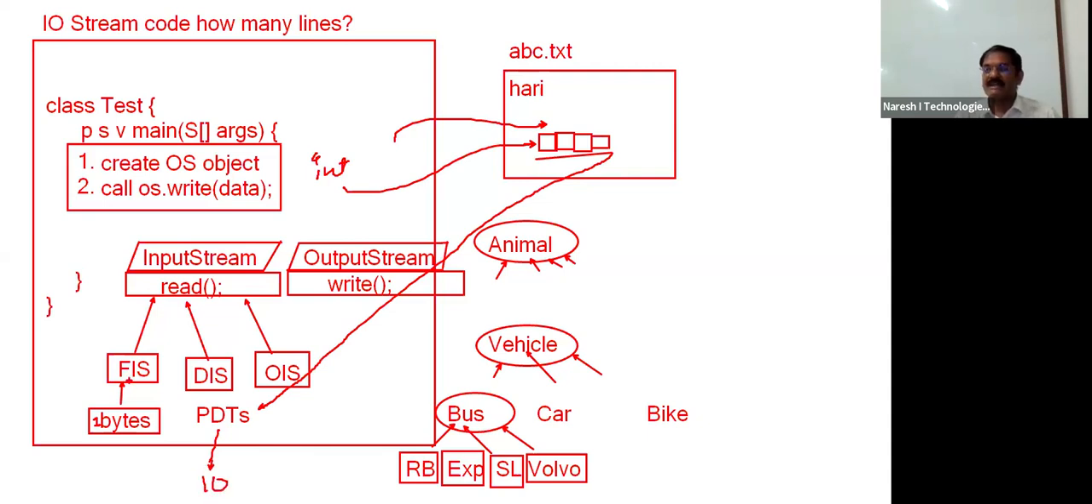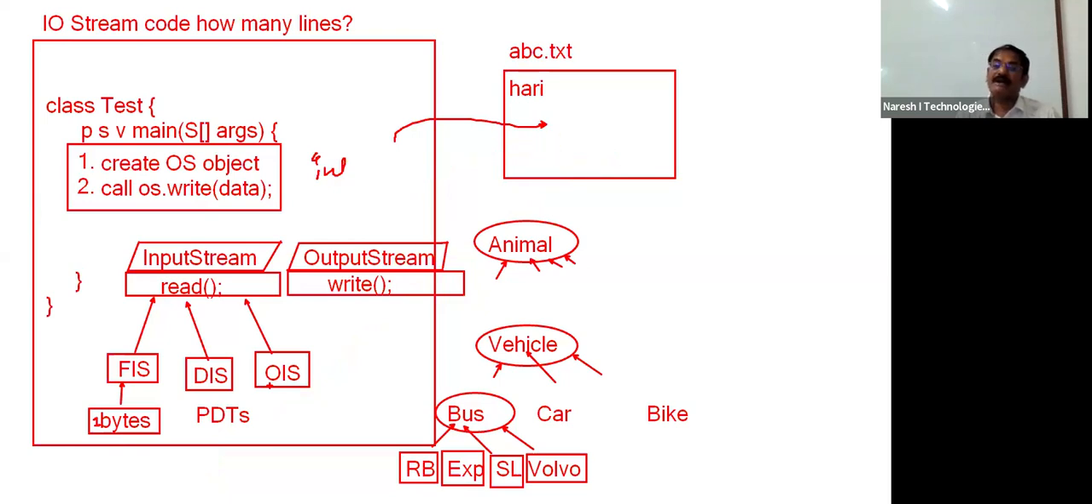Then can the FIS class be used for this purpose, or cannot be used? Cannot be used. So if you want to read primitive data type size data from the keyboard, then what do I have to use? DIS. So the data input stream class will read data from the file in the primitive data size range: 1 byte, 2 bytes, 4 bytes, 8 bytes.